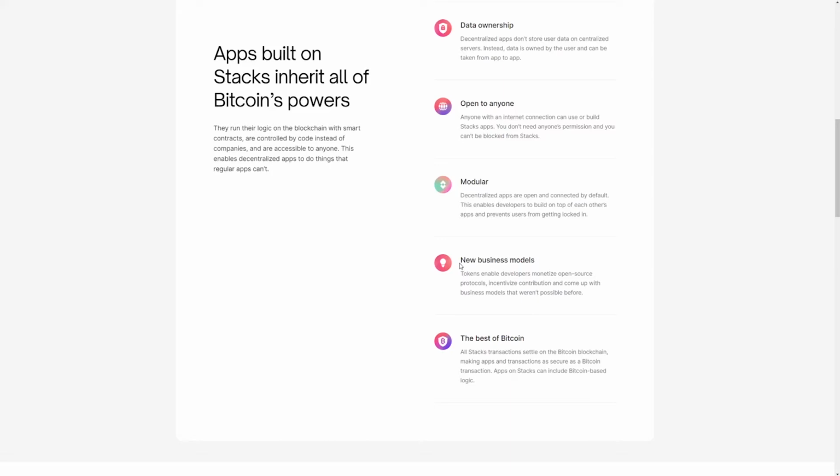The developers can monetize their open source protocols and incentivize contribution and come up with business models that weren't possible before. They say they took the best of the Bitcoin blockchain as they are as secure as Bitcoin transactions, and all the apps on STX can include Bitcoin-based logic.